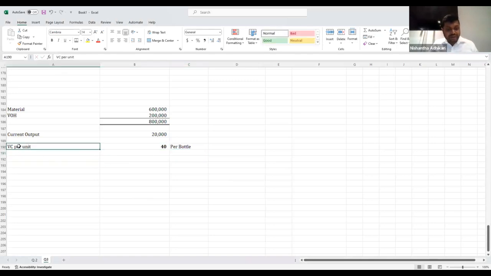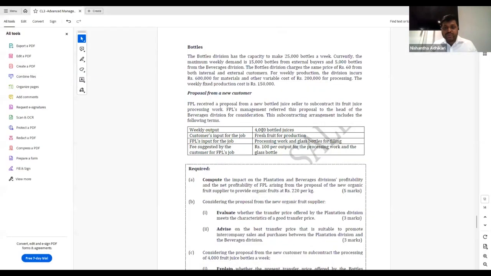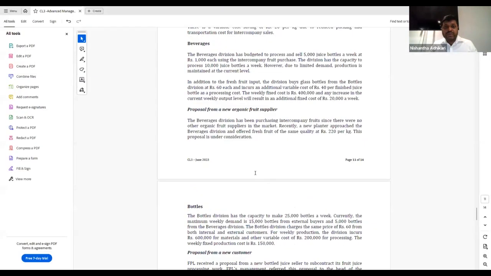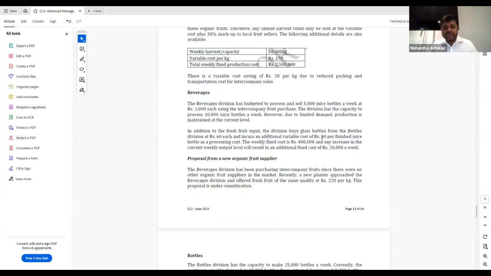But now if we transfer this bottle at variable cost, if you accept this new order, 4,000 bottles of juice, if the present production volume increases by 4,000, your weekly fixed cost will increase by 20,000, right? Additional variable cost to finish the juice will be 40. This becomes 40, it will be 80, plus this 20,000 additional.